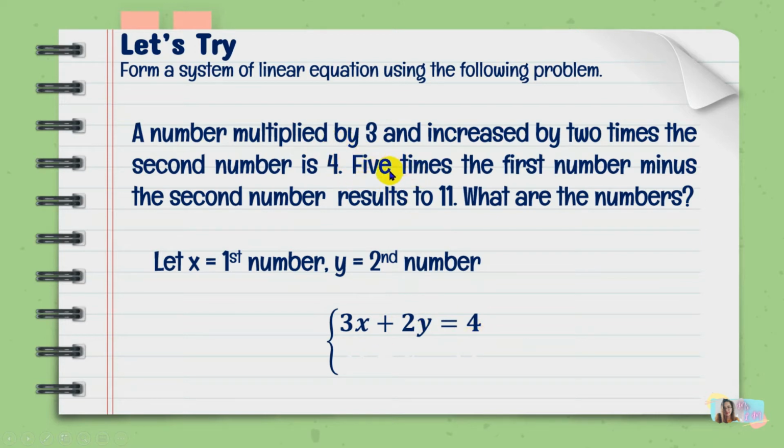Then, from the second statement, 5 times the first number minus the second number results to 11. 5 times the first number. So, 5 multiplied to our first number, that is 5x. Minus means we have subtraction. The second number is y. So, meron tayong 5x minus y is equal to 11. And then this will be our system of linear equations from this problem: 3x plus 2y is equal to 4 and 5x minus y is equal to 11.